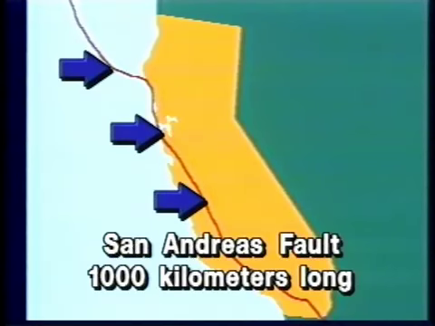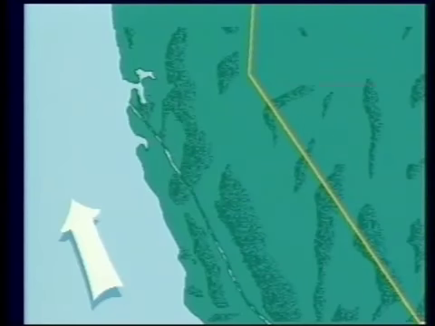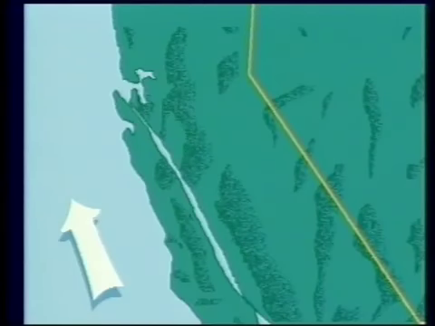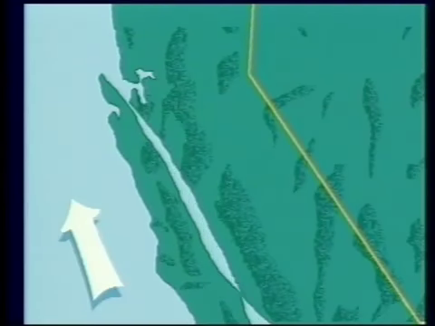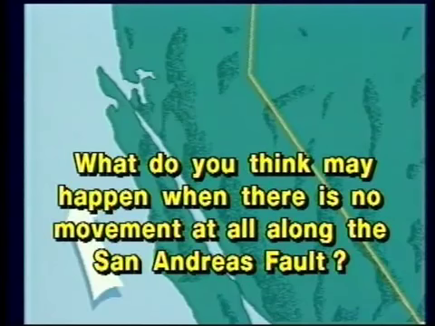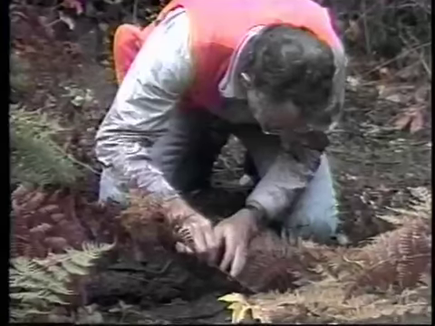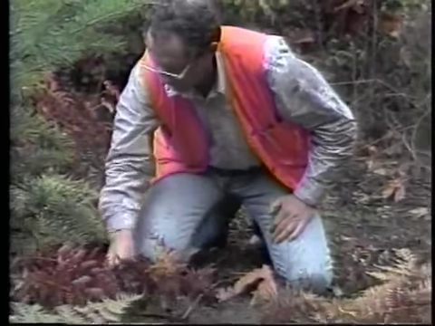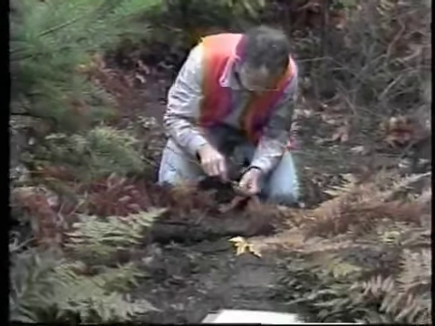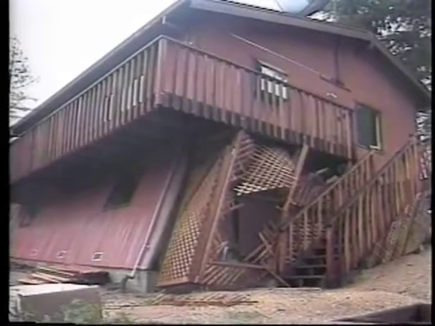The San Andreas Fault, for example, is more than 1,000 kilometers long and divided into many segments. For the segment where the 1989 quake took place, the average rate of movement is 5 centimeters each year. What do you think may happen when there is no movement at all along the San Andreas Fault? When there is no movement in a plate segment along an active fault line like the San Andreas, the pressure builds up. Experts predict that under these conditions, there is a high potential for an earthquake.